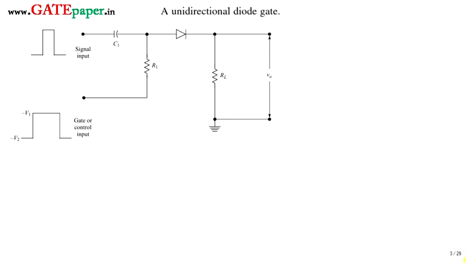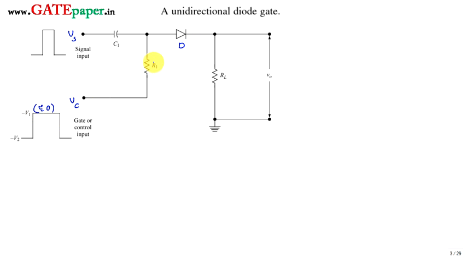This is a circuit diagram for a unidirectional diode sampling gate. Look at this one. This is the diode D, and the output signal we are taking across RL, with input signal Vs applied towards the capacitor, and this is the control signal Vc. Vc is always the control or gating signal that has two levels, which we call minus V1 and minus V2. That means both are negative signals, or at most may equal 0. We can vary this V1, and we'll see what happens then.